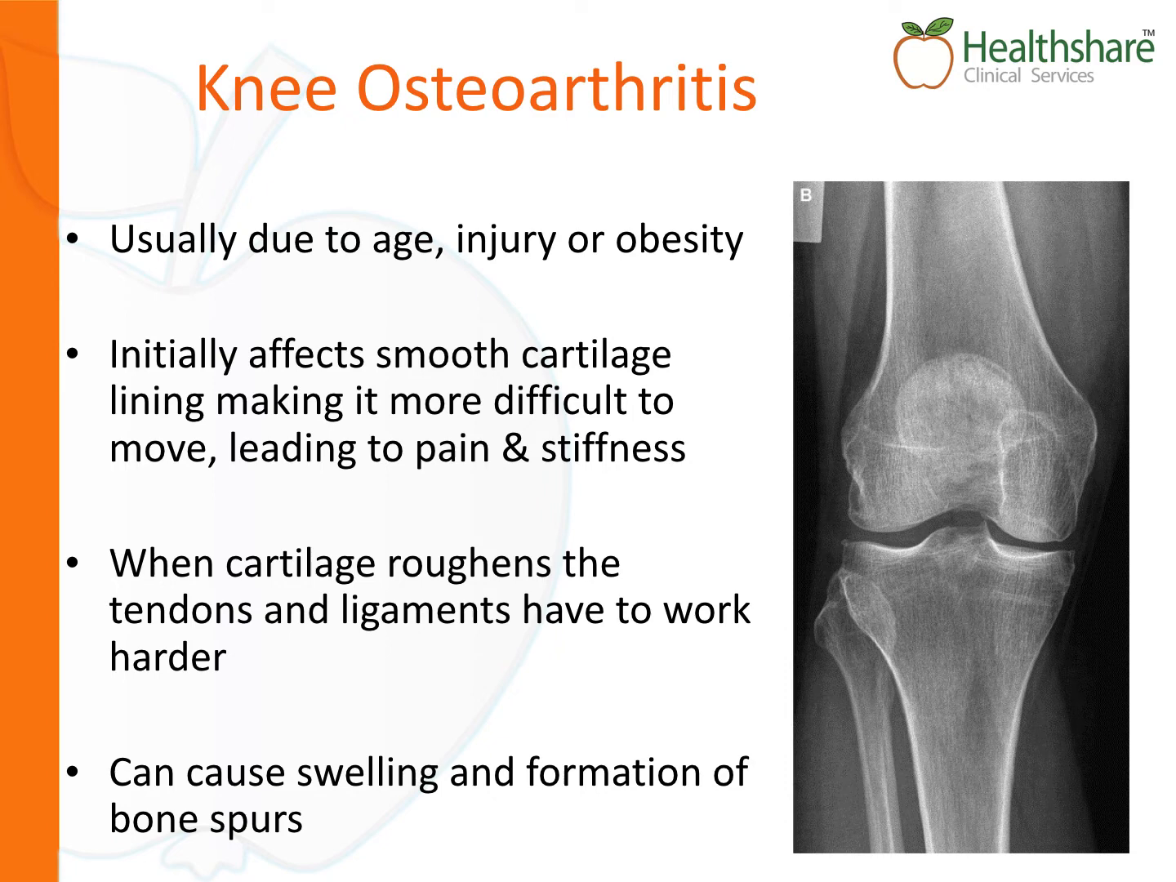So we'll start off with knee osteoarthritis. This is usually due to age, injury or obesity. And essentially the smooth cartilage becomes rough and it makes it more difficult to move, leading to pain and stiffness. Now, when the cartilage roughens, the tendons and ligaments have to work harder, and you can find that you get some swelling or formation of bony spurs.